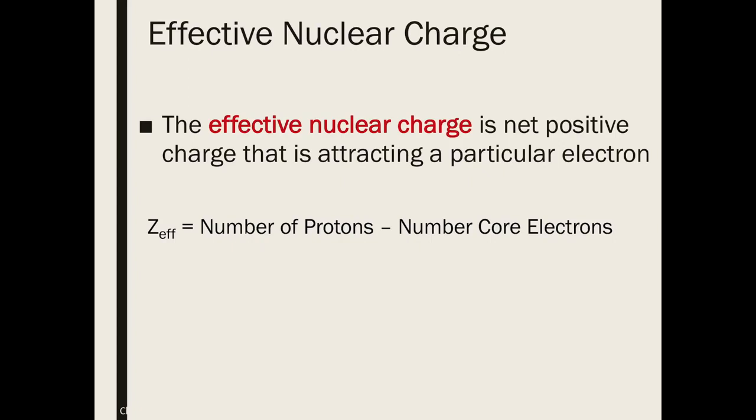And so effective nuclear charge is abbreviated Zeff. I know it's strange. The way that we will do this is you'll take the total number of protons, and you will subtract out the number of core electrons, the number of electrons that are not valence electrons, okay? And then that will get you the effective nuclear charge. So when you're asked to calculate effective nuclear charge, that would be how you would go about doing it.